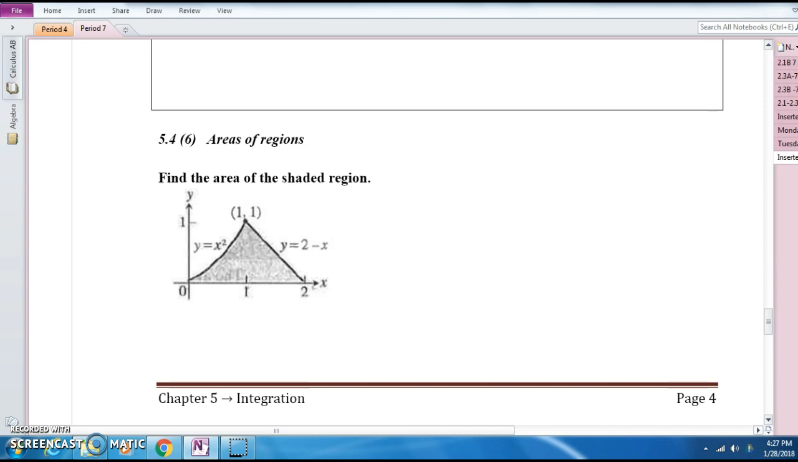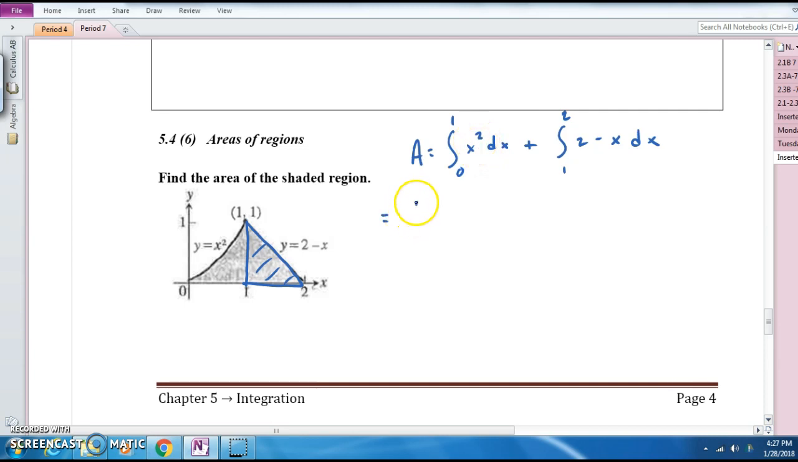On Friday, we left off with this particular problem, looking at these two regions here. Area is going to equal the integral from 0 to 1 of x squared with respect to x, plus the integral from 1 to 2 of 2 minus x with respect to x. Since this is a triangle right here, we're going to use geometry for that one. For this one over here, we're going to use our fundamental theorem of calculus.